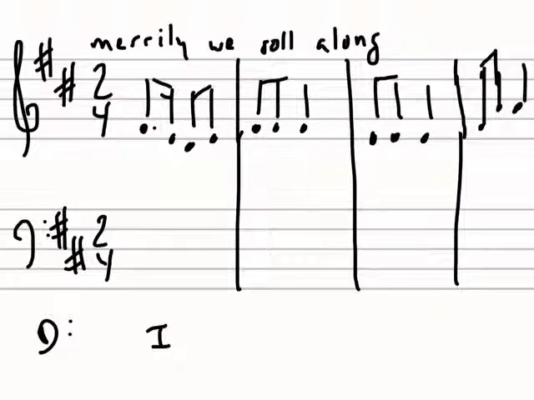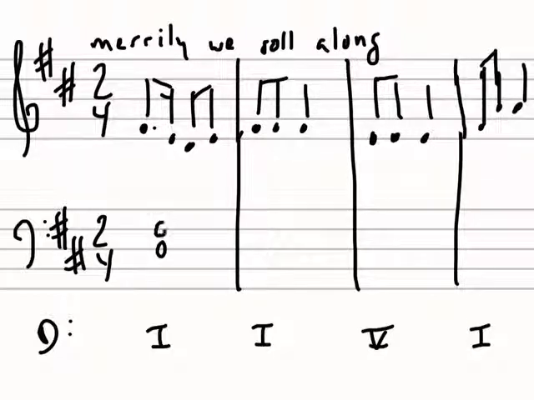Second measure, scale degree 3 is repeated. That's part of the 1 chord. Third measure, scale degree 2 is repeated. That's part of the 5 chord, not the 1. And measure 4, scale degrees 3 and 5, which belong to the 1 chord.